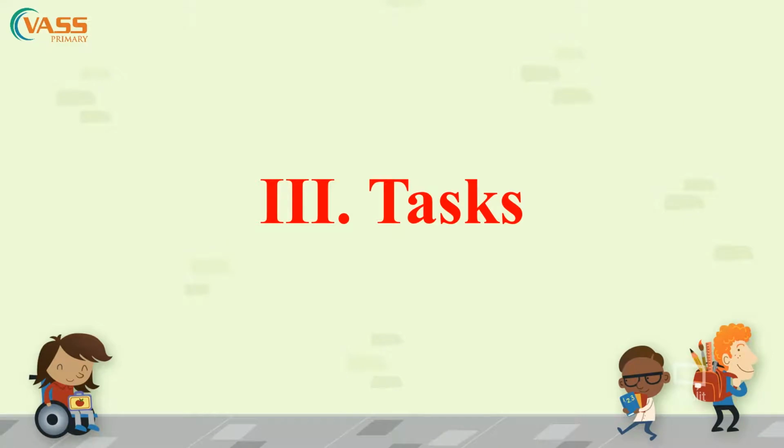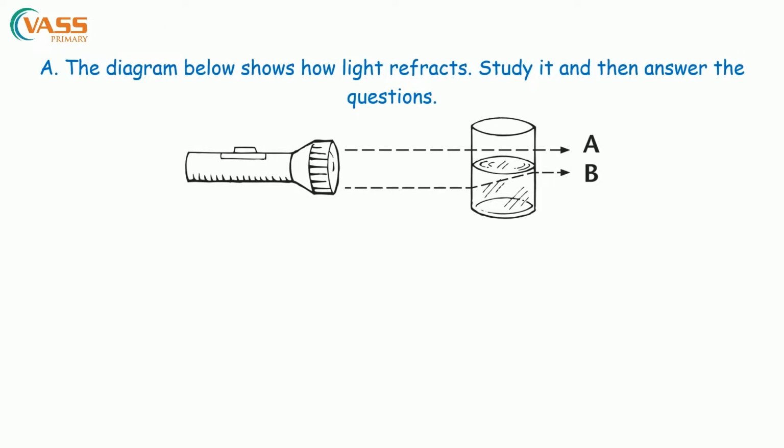Now for your tasks. The diagram below shows how light refracts. Study it and then answer the questions. First, what is creating the light? And the light passes through the glass full of water. And for the top line A, the light passes through the air above the water. What happens? And for line B, the light passes through the water, and then what happens?